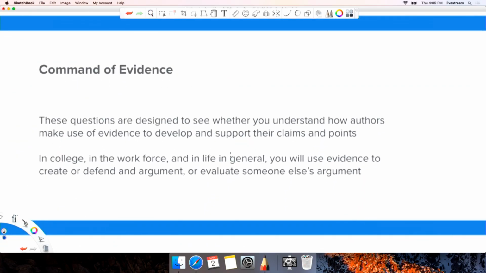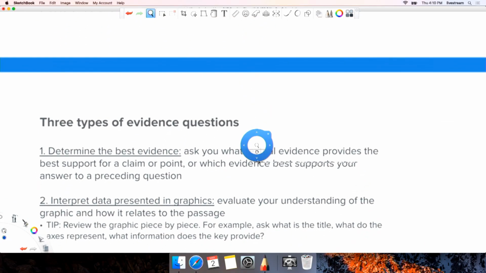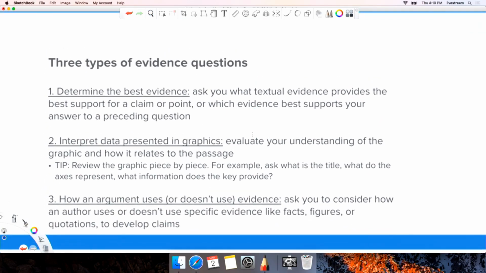So command of evidence questions are designed to see whether you understand how an author uses evidence to support a claim or argument or point that they're making. And this is a skill that's tested on the SAT because it's really crucial in college, in the workforce once you graduate, or in day-to-day life. And so it really is very applicable to creating arguments, defending arguments, evaluating them, and on the SAT, how will they show up? Well, there are 3 types of evidence questions that you'll see.